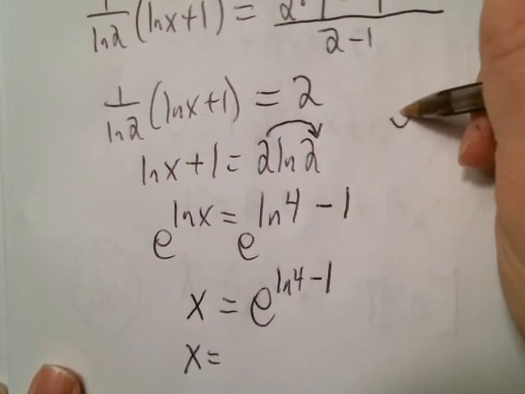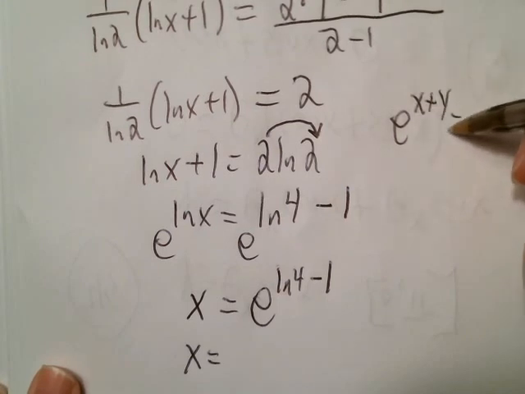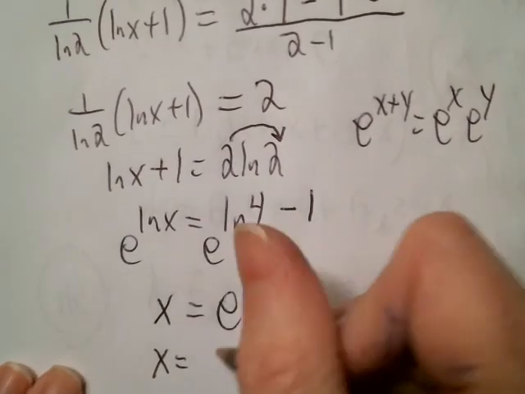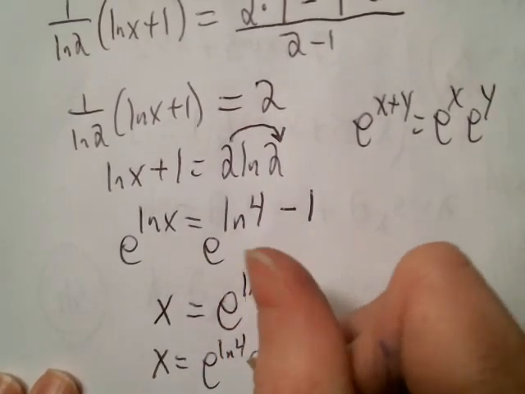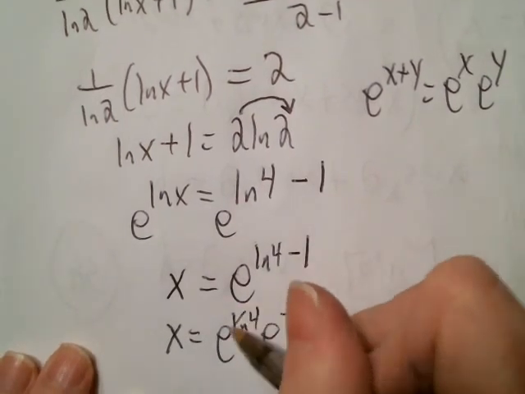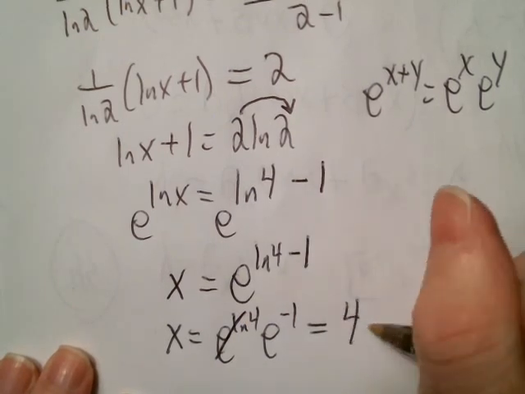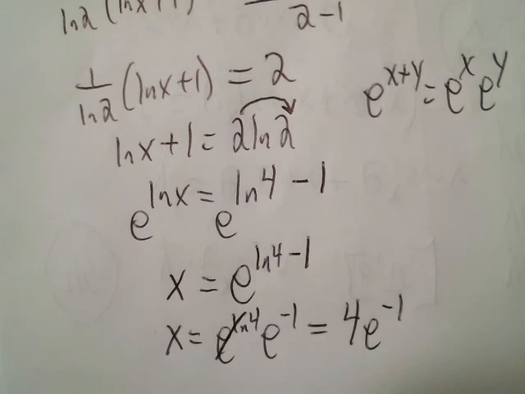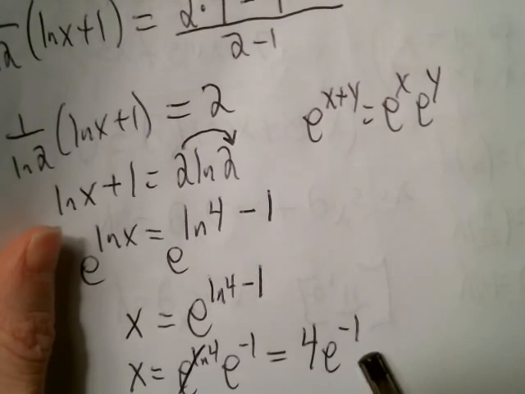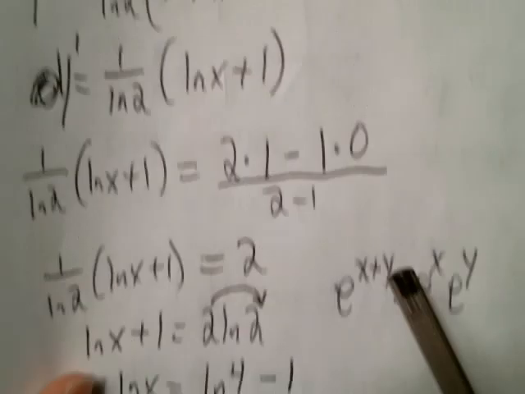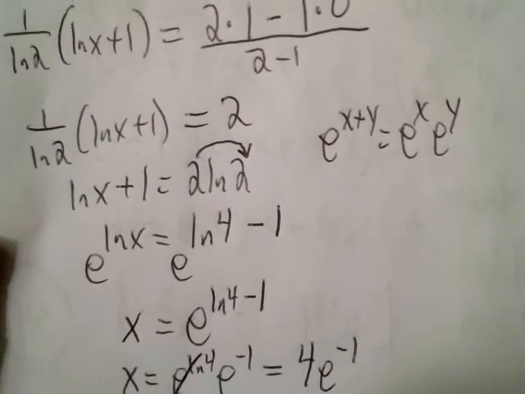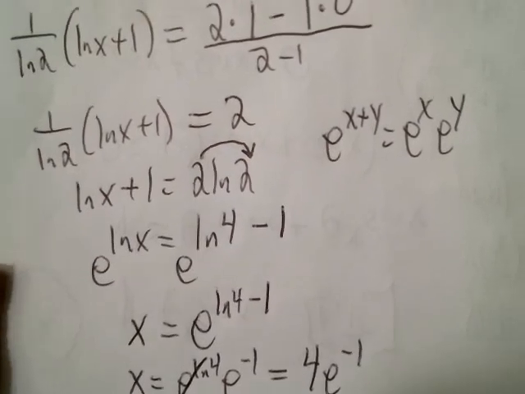Remember your rules for exponents. You can split this up. If you have e to the x plus y, that's the same as e to the x times e to the y. You're just not used to going in that reverse direction. So this is really e to the ln 4 times e to the negative 1. Those are inverses, so that's just 4 times e to the negative 1. Right? And that should be in this interval. Okay, so e is approximately 3, so 4 over 3 will be in there. And that will be that particular number c, such that f prime of c is equal to f of b minus f of a over b minus a.